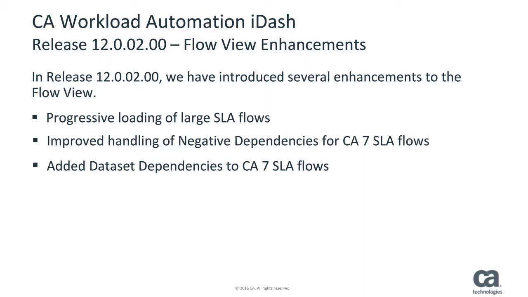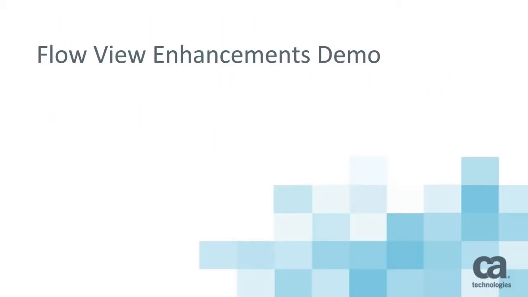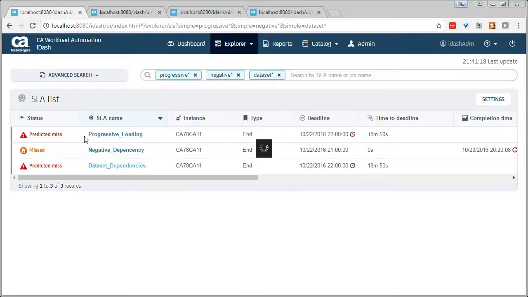To revert to the previous behavior and include dependencies of negative dependencies in the flow view, please see the product documentation for instructions. Lastly, we have added indicators to CA7 jobs with dataset dependencies. Let's take a quick look at the flow view enhancements we've been talking about.